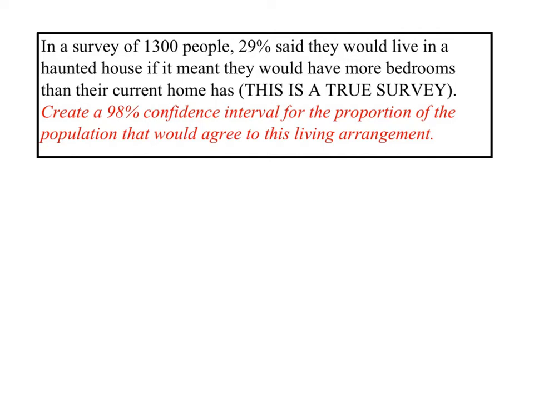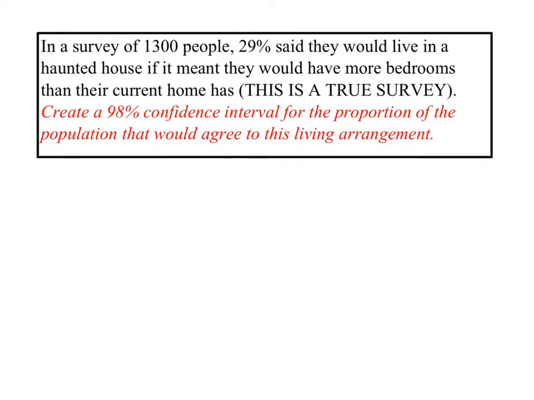In this video, I want to review the two types of confidence intervals we've made, and then talk about solving for a sample size when dealing with sample means. So, in a survey of 1,300 people, 29% said they would live in a haunted house if it meant they would have more bedrooms than their current home has. And that really is a true survey I found online.